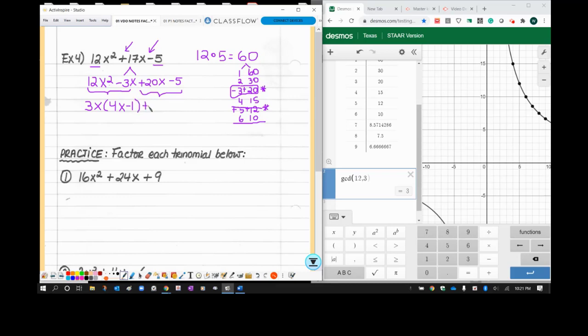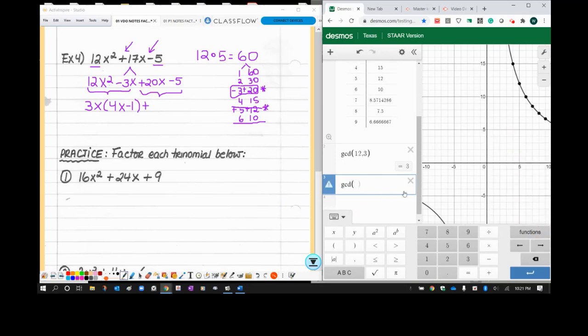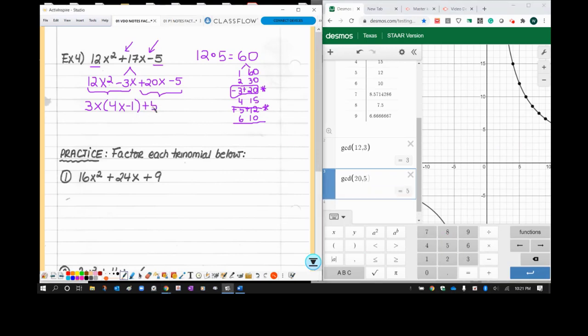Bring down the positive. What is the biggest number that goes into 20 and 5? You click on GCD and you write 20 and 5, and it gives you 5. So then you write 5, and then 20 divided by 5 is 4x, and then negative 5 divided by 5 is negative 1.